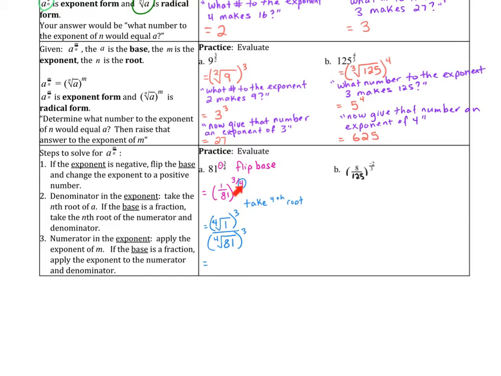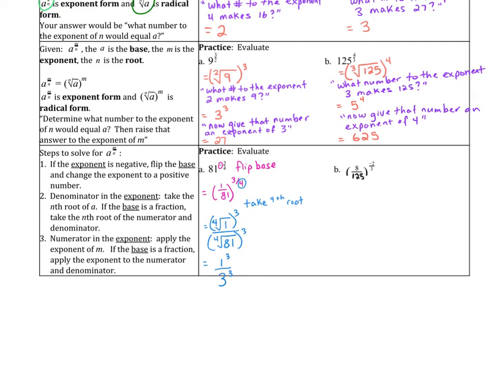So the denominator is the root, fourth root of 1, and the numerator is an exponent. So the fourth root of 1 to the exponent of 3, then the fourth root of 81 to the exponent of 3. So what number to the exponent 4 makes 1? That's 1, and then there's still an exponent of 3. And what number to the exponent 4 makes 81? That's 3, and then it still has an exponent of 3.